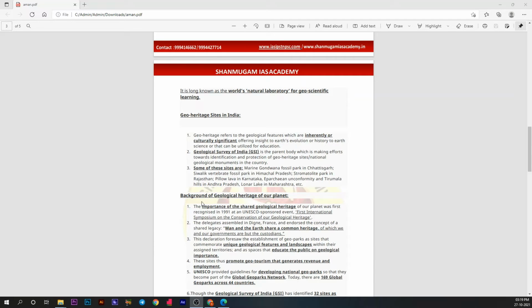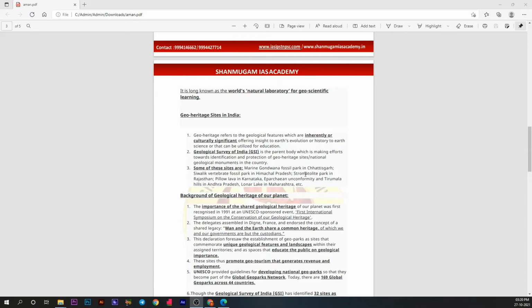And what are some of the sites here? We can see the Marina Gondwana Fossil Park in Chhattisgarh, and we have the Stromatolite Park in Rajasthan. What is stromatolite? You need to know that. Stromatolites are deposits formed by sediments trapped and bound by the precipitation activities of microbial communities. So stromatolites are formed because of the deposition of sediments, trapping and binding by the precipitation activities of microbial communities, and this is majorly found in Rajasthan.